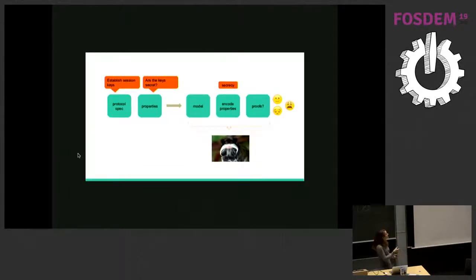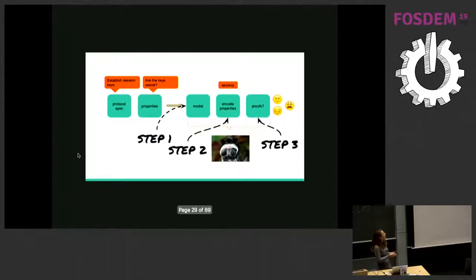Okay, so this is the typical process for analyzing a security property. You start with the spec, you pull out properties you want to prove, and then you build a model, encode those security properties, and come up with proofs. If you come up with a proof, maybe you're happy. If you come up with an attack, maybe you're sad. If you're using Tamarin and it doesn't terminate, you're often in this state. So I was in that very unhappy state a lot of the time. So I'll explain what we did with TLS 1.3 by walking through all of these steps. Step one, build the model in Tamarin. Step two, encode the security properties using the Tamarin specification language. And in step three, produce some proofs.